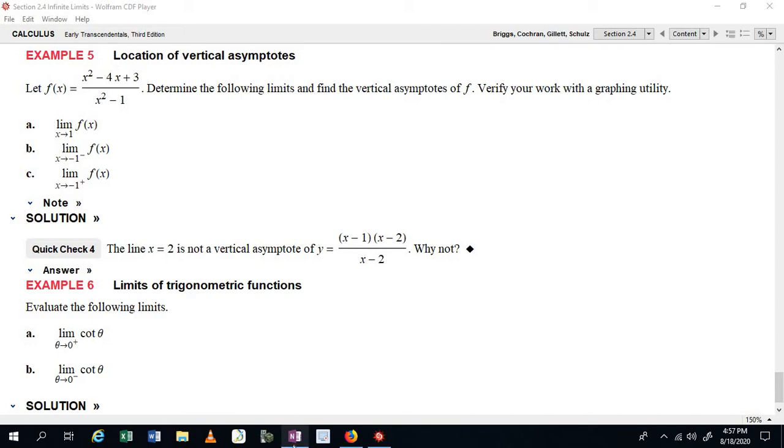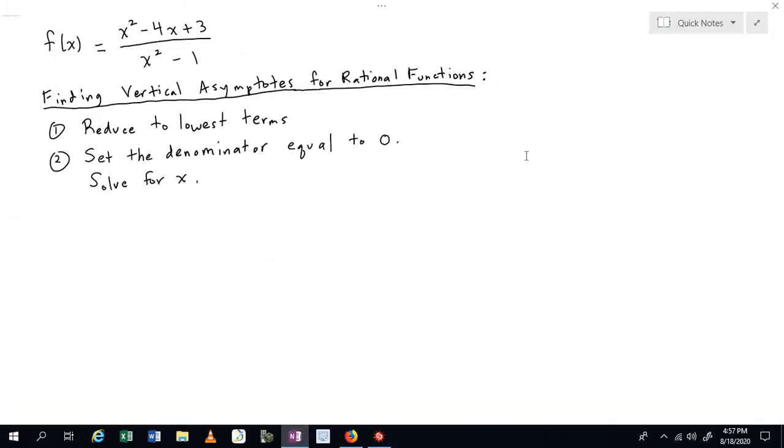Okay, so let me show you how we do this. There's really just two steps you have to go through to find the vertical asymptotes for rational functions. The first step is you have to reduce the rational function to lowest terms, and then you set the denominator equal to 0 and solve for x, and that'll give you the vertical asymptotes. Let's try that with this function.